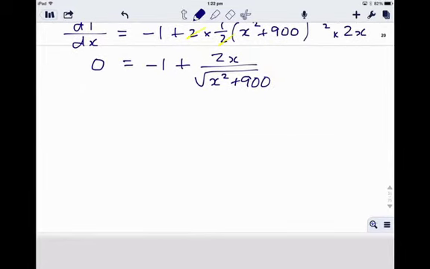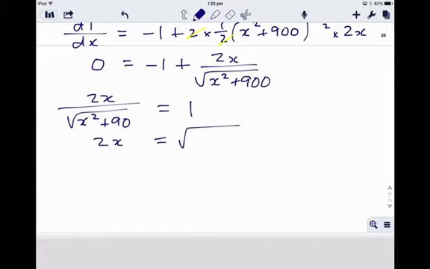Okay, how'd you go? Here's what it looks like. I've got 2x over root x squared plus 900. Of course, if you're in the calculator section here, this is real easy. You can just use the solve function, so it makes life a lot easier. 2x is root x squared plus 900. Square both sides gives me 4x squared equals x squared plus 900.